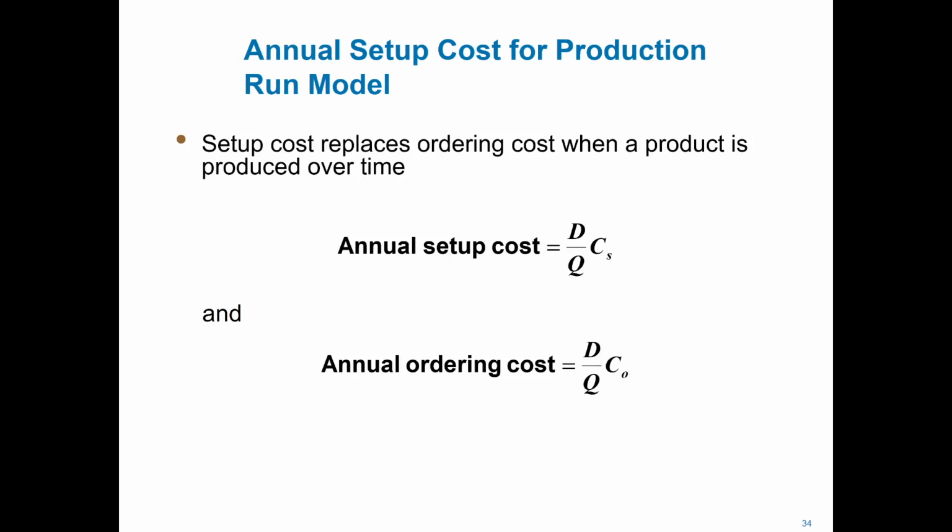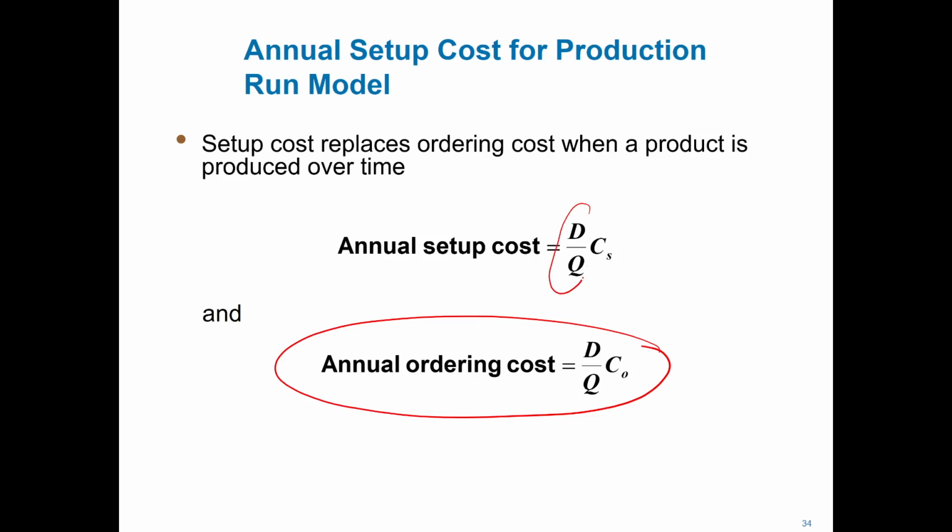Regarding annual setup cost, we have the same as, similar to, annual ordering cost. Annual ordering cost was D over Q into C naught, where D over Q is the number of orders multiplied by C naught. Here D over Q means number of setups multiplied by the setup cost per setup. So this is annual setup cost, D over Q into CS.